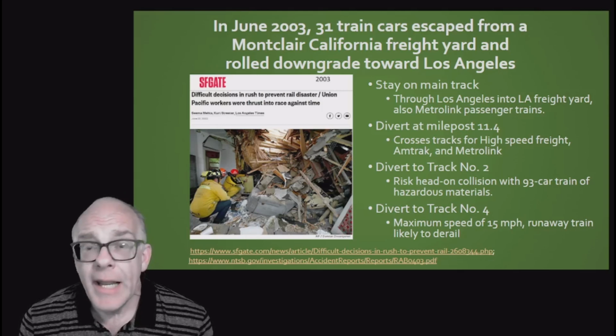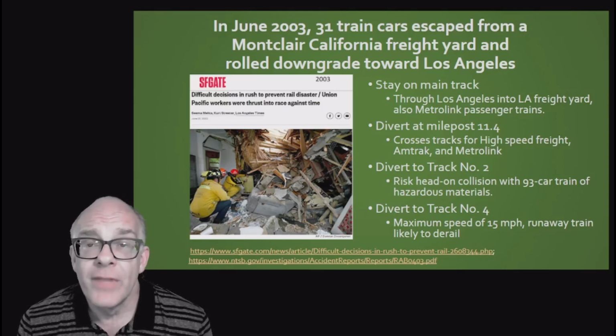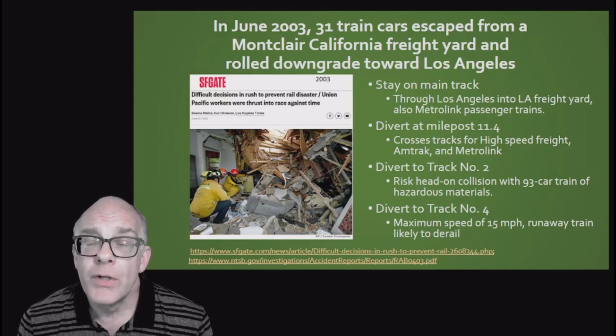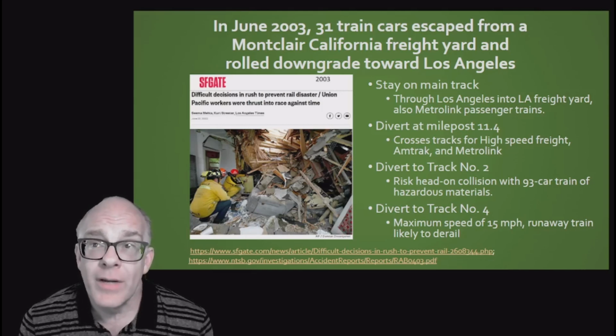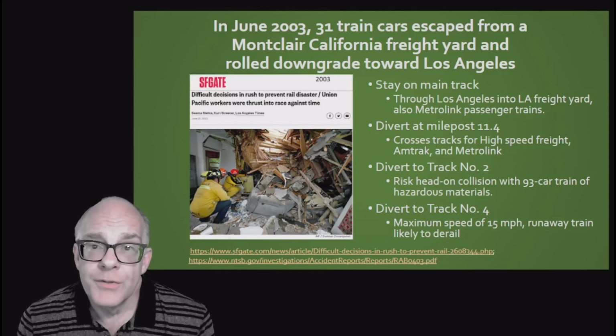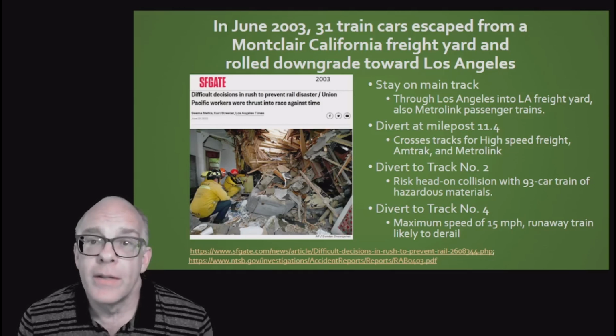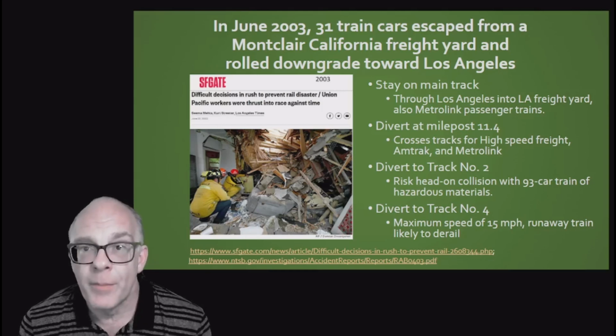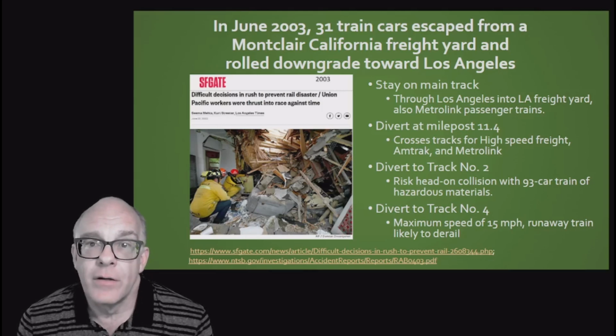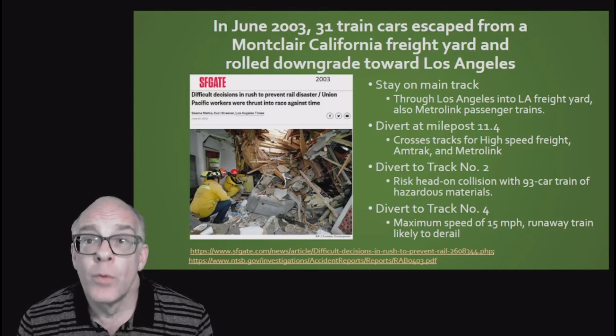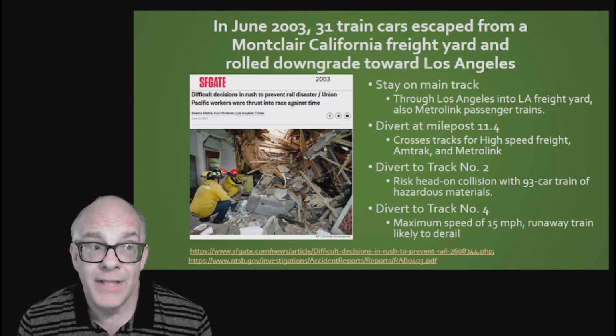That's not just an abstract theory. An example of this occurred in June 2003 when 31 train cars escaped from a Montclair, California freight yard. So basically, they were in a yard. They were decoupled from the engine that would pull them along, and then they started to roll downhill. And they weren't just rolling downhill; they were rolling downgrade through Los Angeles.